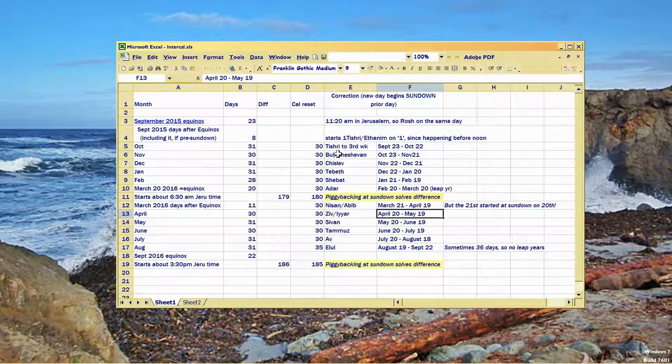30 days for every month, except now I'm intercalating in the correct place. I was intercalating before in Adar because that's what all the scholars said the Jews did, and that's what the Jews say they did. Okay, well, they did it wrong. And they didn't always do it. You intercalate in Elul.